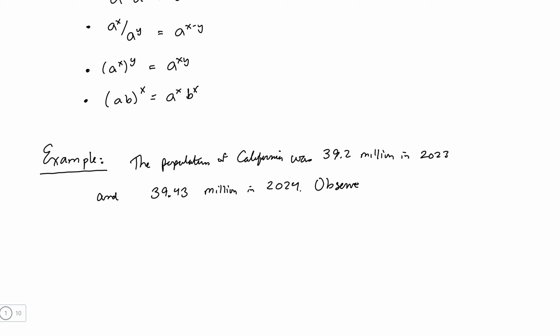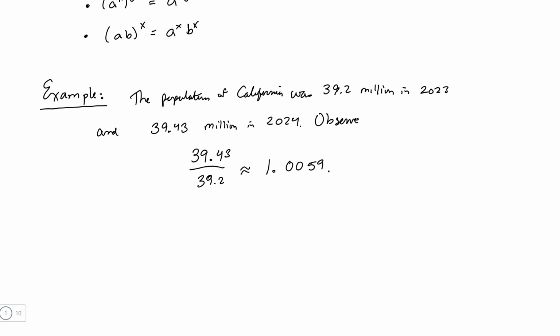So often we think of populations of people, animals, whatever, growing exponentially. This only happens for a short time as resources dwindle, but let's go ahead and suppose we're going to do this for this case. So notice if I take the 39.43 and I divide it by the 39.2, this gives me approximately 1.0059. So what this means is the population grew, as we can see, because the number is bigger in 2024.